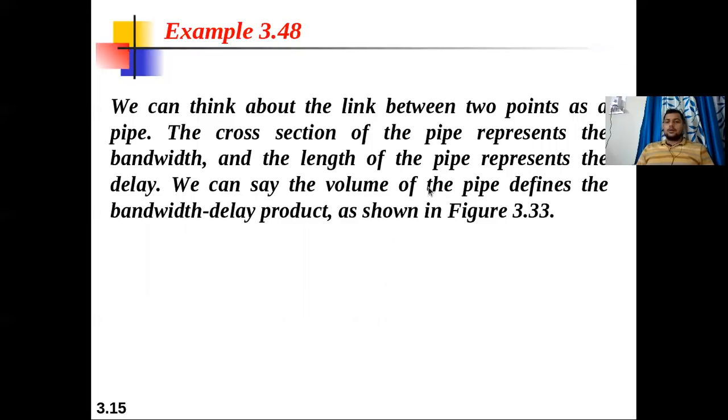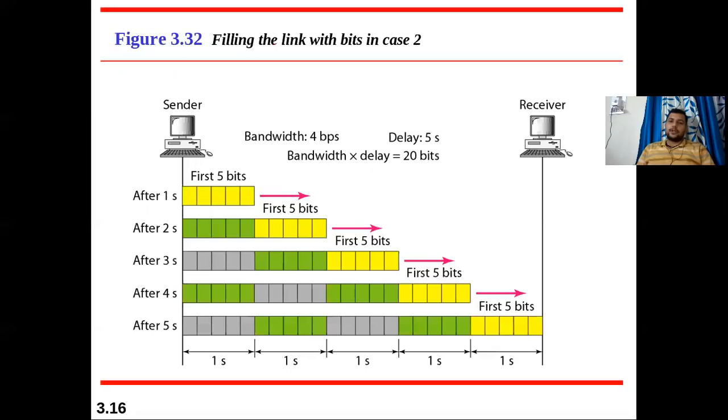We can understand it in that way also, by thinking of the link between 2 points as a pipe, where the cross section of that pipe represents the bandwidth, and the length of the pipe is the delay. So the volume is what is referred to as the bandwidth delay product, because when you multiply the length and the cross section, it will give you the volume of the pipe. So the volume of the pipe is the bandwidth delay product.